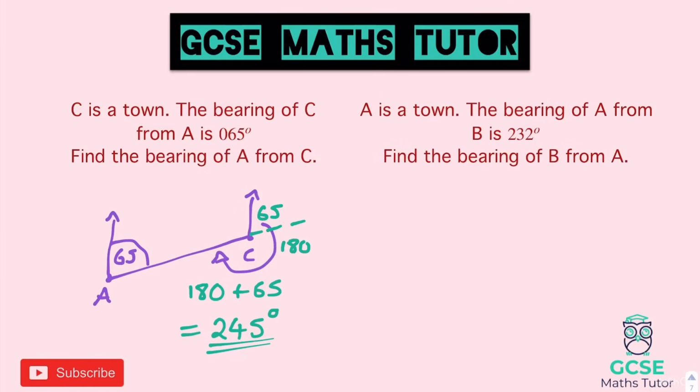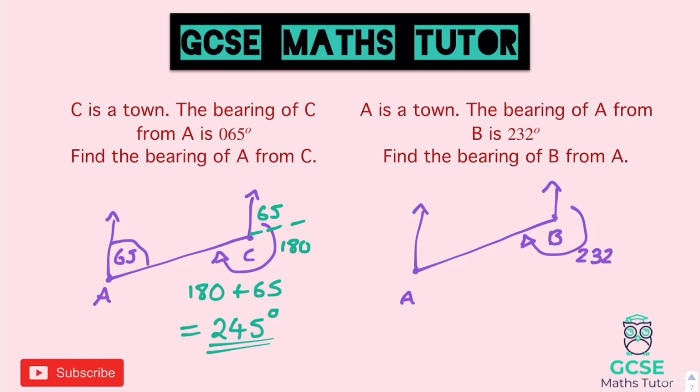So A is a town. The bearing of A from B is 232. So let's have a go at this. So A to B. There we go. That's going up there. And we've got our north lines in. So it says that that is A from B, so that is the full angle round here. So that is 232. There we go.